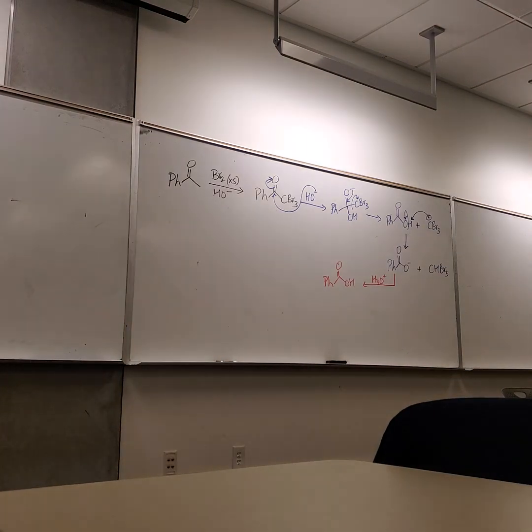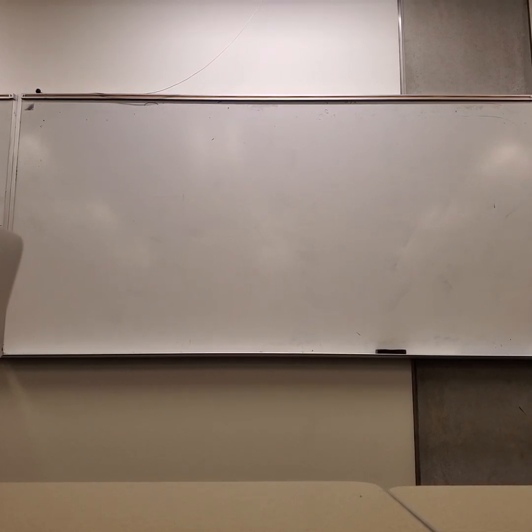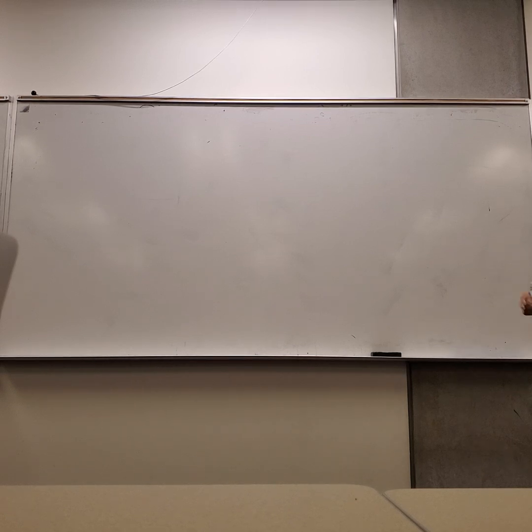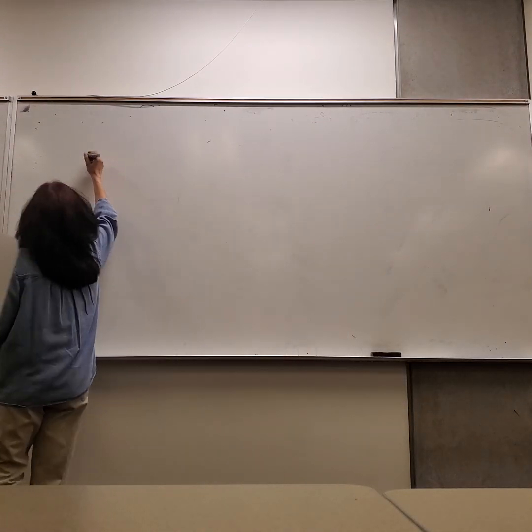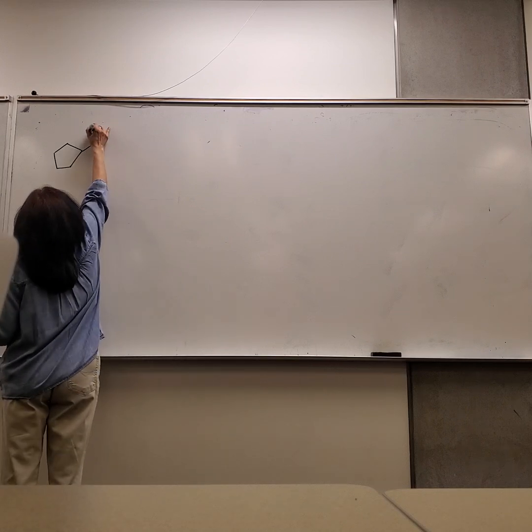This is called the haloform reaction. It is a very useful reaction to convert a methyl ketone into a carboxylic acid. It's only for methyl ketones though. So let's try it out a couple more times. Please tell me the product first and then the mechanism.